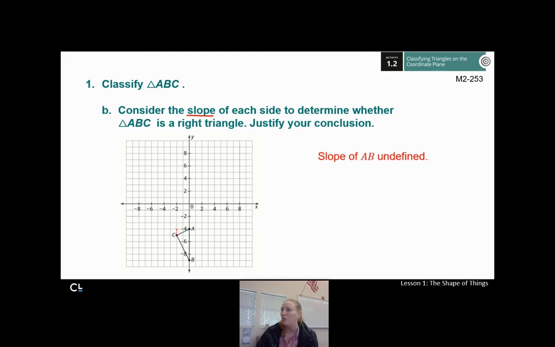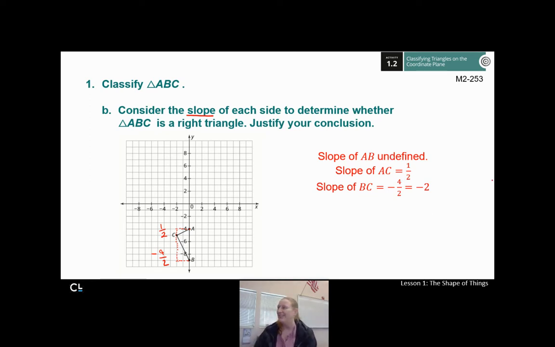So it looks like I went up 1 and over 2. So I rose 1 and I ran 2. So it looks like the slope of AC is 1/2. And now let's do BC, but again, we go left to right. So I actually have to start at C, and notice that means I have to go down 4. So I went down 4, which is negative, and then I'm going to go right 2, which is positive. So I went down 4 and right 2. Oh, and negative 4 divided by 2 is just negative 2.